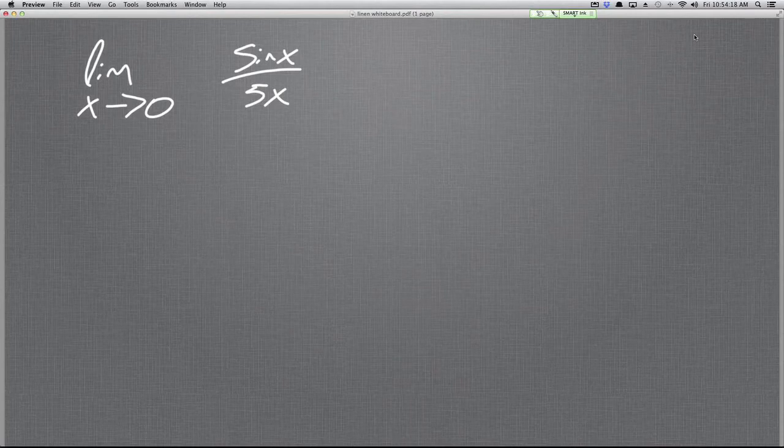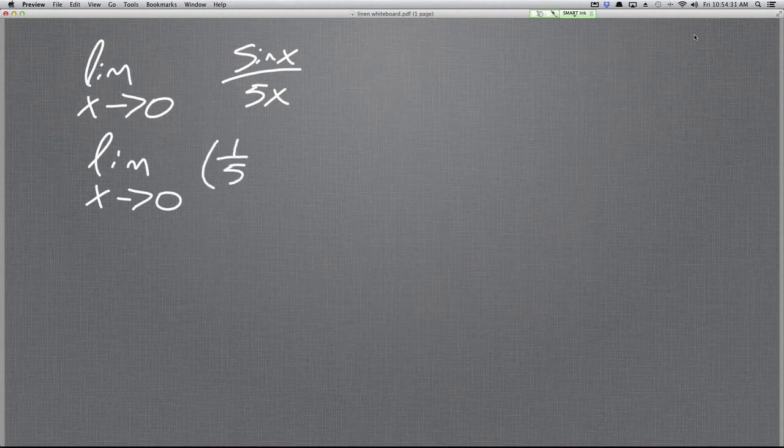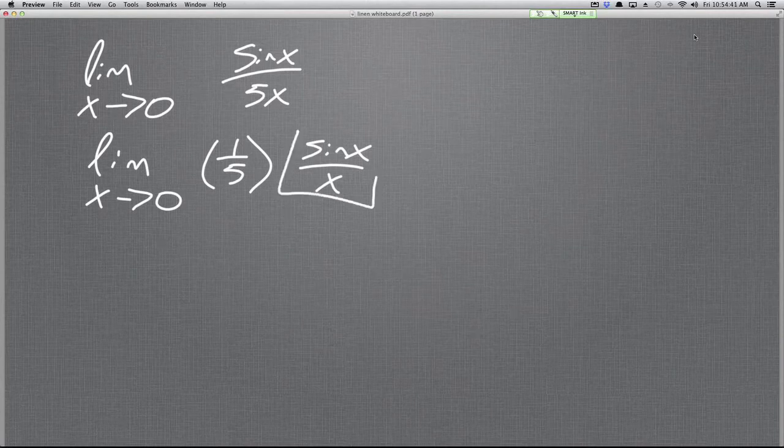Well, usually whenever you're using the special trig limits, you want to rewrite it to where it looks exactly like one of them. So if I rewrote it, I could have the 1/5 times sine of x over x, right? Yes. And then we know the limit of this thing is equal to 1, and the 1/5 is just a what? Fraction. Constant coefficient.